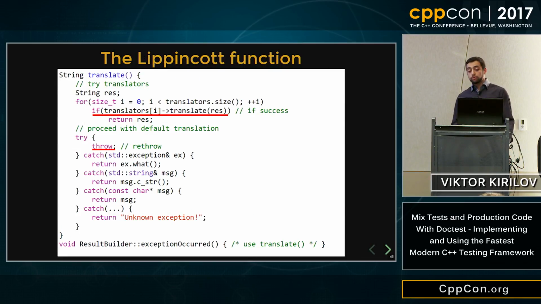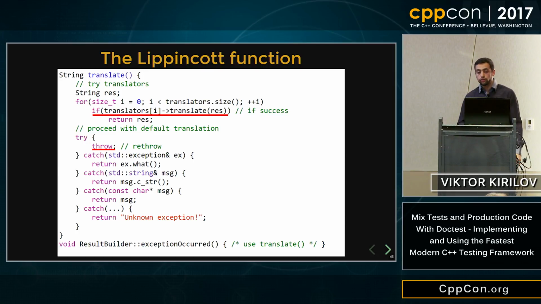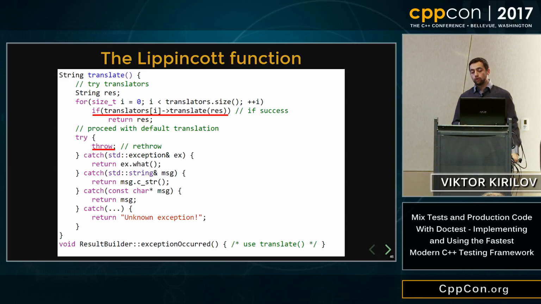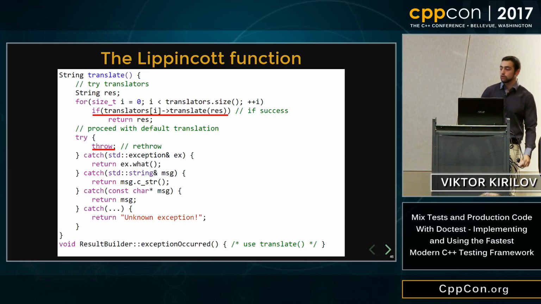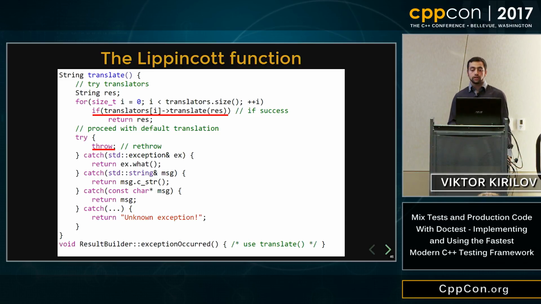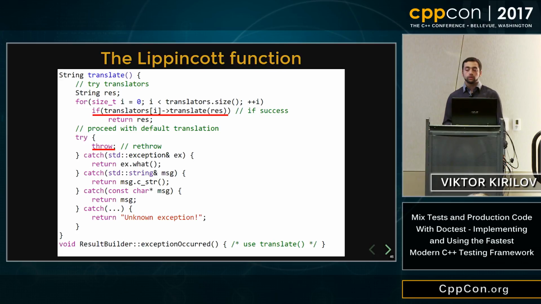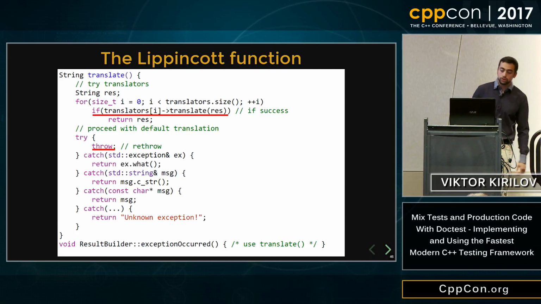So when the exception occurred method of the result builder is called, we call the translate function, which first iterates through all registered translators and tries to translate the current exception. And if all that fails, it continues with default translation, which again rethrows the current active exception inside of a try block and tries to catch it as a std exception, as a std string, or a const char. And if all these fail, it returns the default message unknown exception.